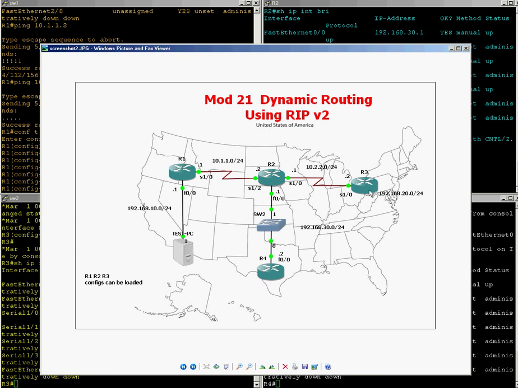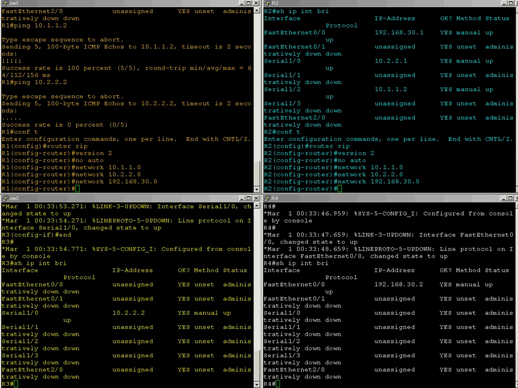router 3. So router 3 out here in Pennsylvania has to learn about the networks out here towards the West Coast and in the Midwest and down here in Texas. So I need router 3 to learn about the 10.1 network, the 10.2 network, the 192.168.10 network, and the 192.168.30 network. So router 3 is probably going to have to do the most learning out of all of them. So let me set this one up down here in the yellow text.